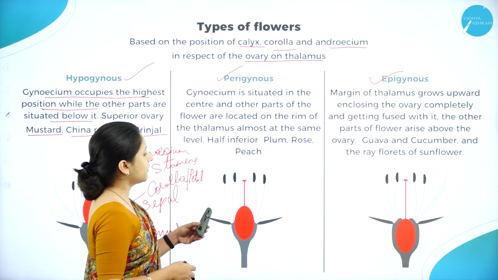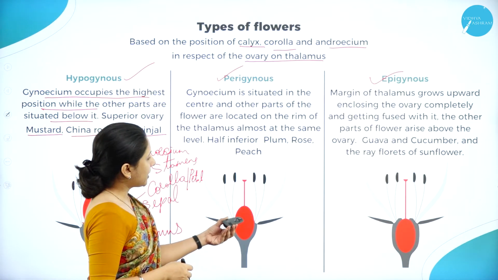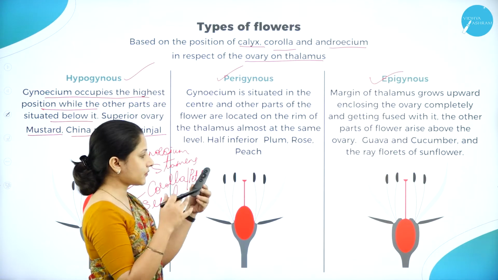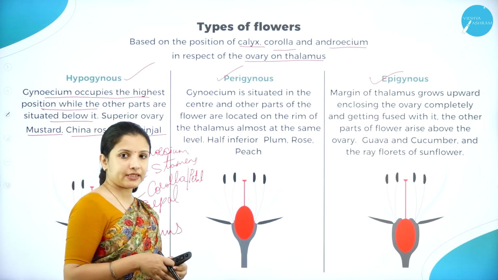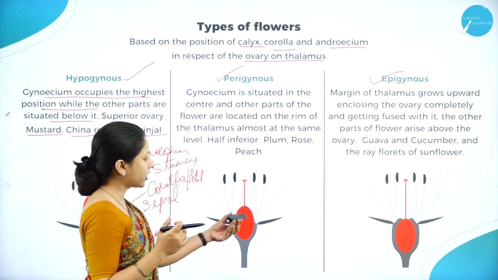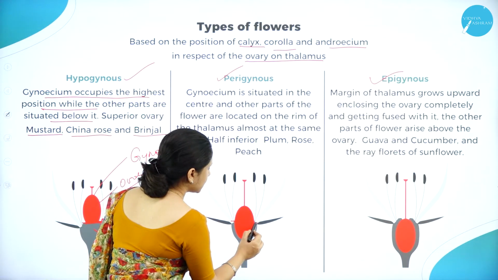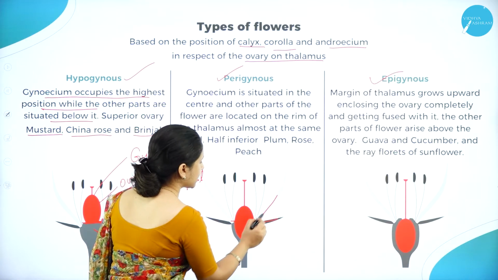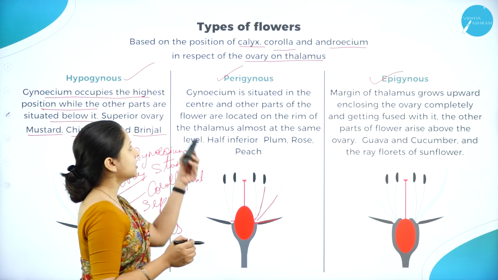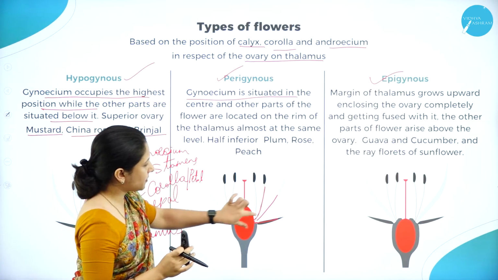So in perigynous flower also, now I am considering the ovary. Here what happens? Peri means peripheral. Somewhere in between it is occurring here. Neither is the ovary completely present down, nor is it present in the upper position. It is present somewhere in between. So from half of the ovary, can you see here? The sepals are arising, then the petals are arising, then the stamens are arising. Therefore, it is perigynous. So the gynoecium is situated in the center of the other parts of the flower.